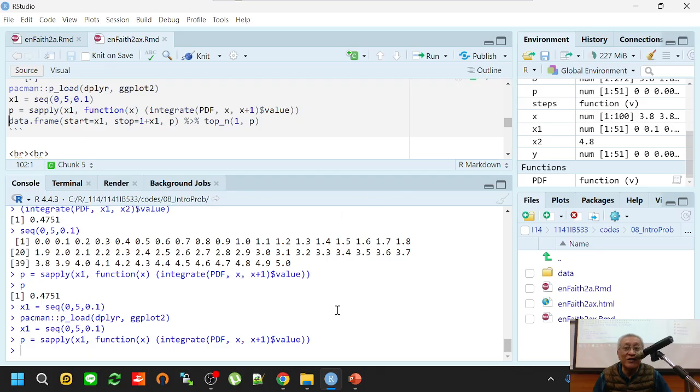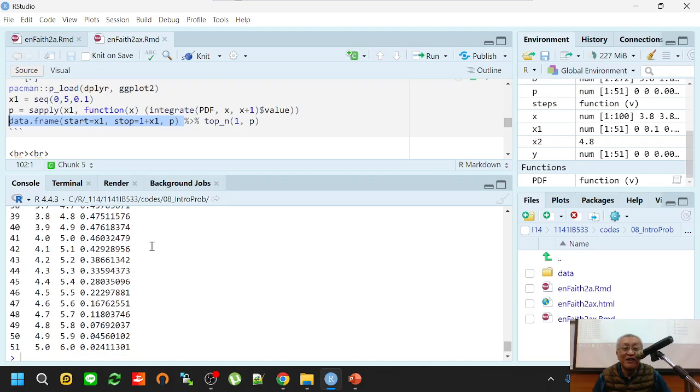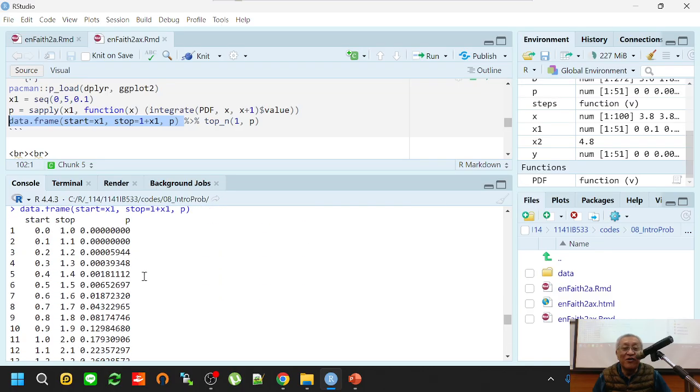So after we run it, you can see that P is a vector of 51 values, right? So actually we can build a data frame to make it easier. Let's see this data frame. Now, for every starting and stopping time, we will have a probability, right?